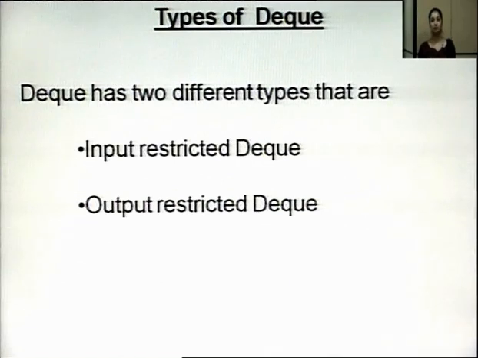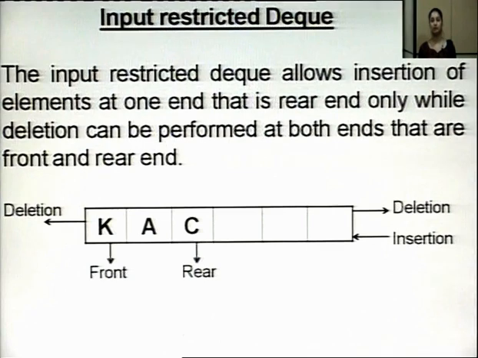Now the different types of DQs are the input restricted DQ and the output restricted DQ. So first let us discuss input restricted DQ one by one. The input restricted DQ allows insertion of an element at one end, that is the rear. I can insert and delete the element from the rear side, and on the front side I just perform the operation, that is deletion. I perform the deletion from both ends and I insert the value only from the rear side. This is the input restricted DQ.